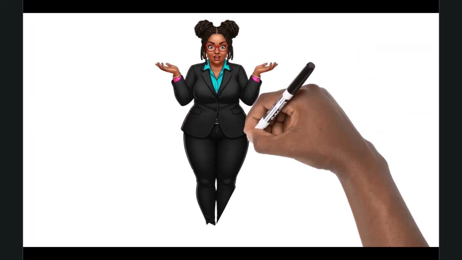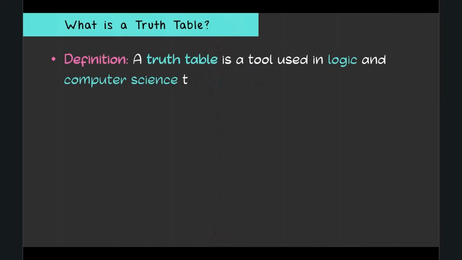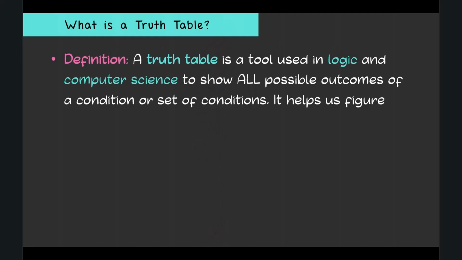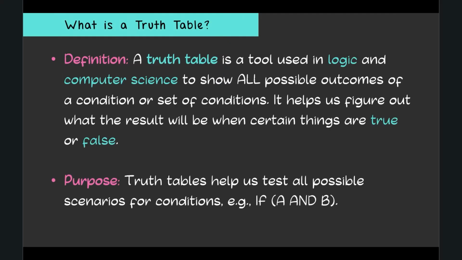A truth table is a diagram used in logic and computer science to show all possible outcomes of a condition or set of conditions. It helps us clearly see what the result will be when certain inputs are true or false. Next, we'll explore exactly what a truth table is, and then we'll apply it to Cassie's scenario to determine if she truly qualifies for free entry.